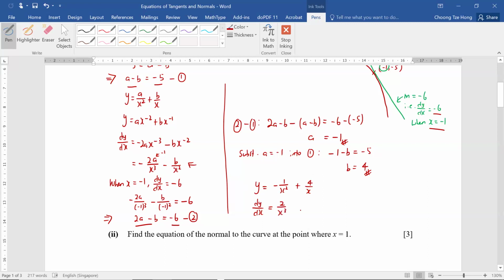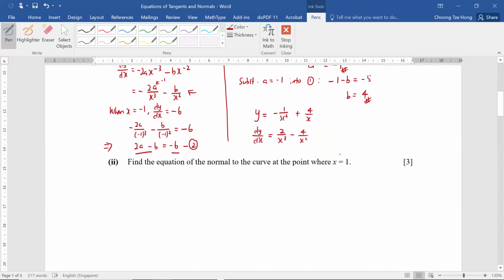Then minus b, so b is 4, right? So minus 4 over x squared. So this is the dy dx and the y, right? Okay, let's look at part 2 of the question.